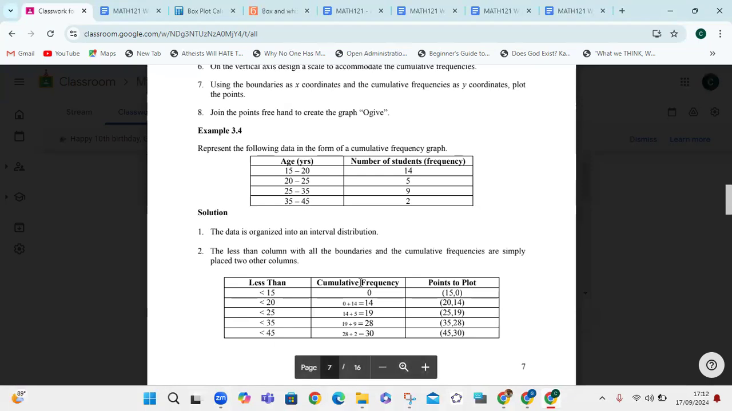As you can see. Now the cumulative frequency, you've got a cumulative frequency less than 15. How many students were less than 15 years? None of them, 0. But how many were less than 20? You would take that 0, add it to the 14 to get 14. How many were less than 25? You will take that 14 and add it to the 5 to get 19. How many were less than 35? You will take that 19 and add it to the 9 to get 28. Less than 45, take that 28, add it to the 2 to get 30.